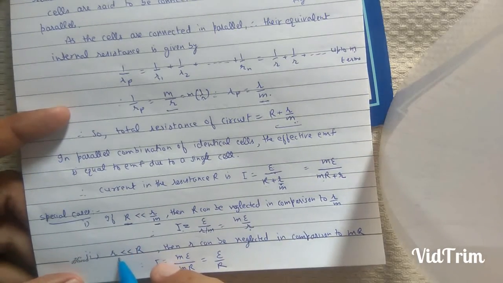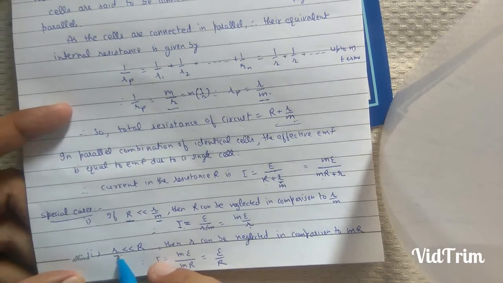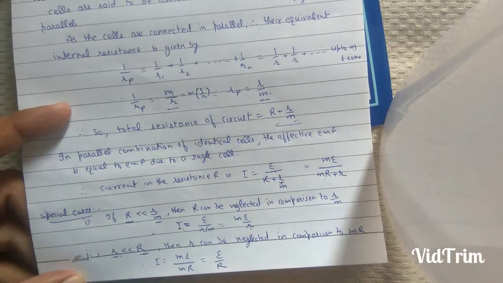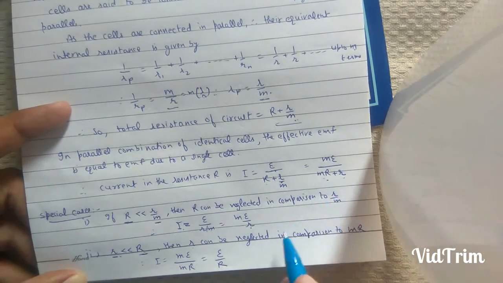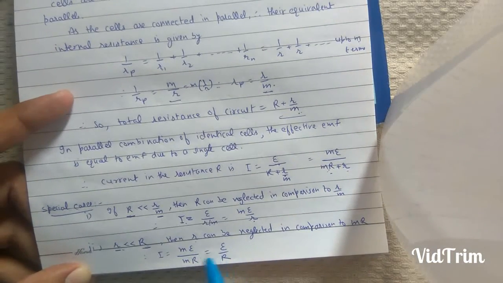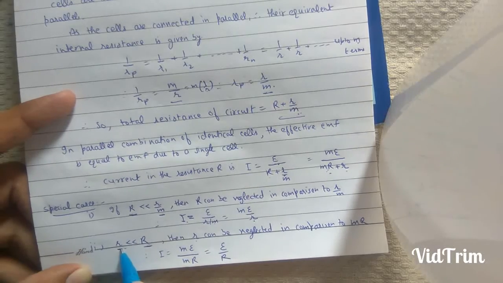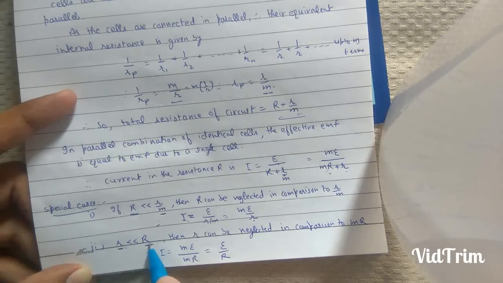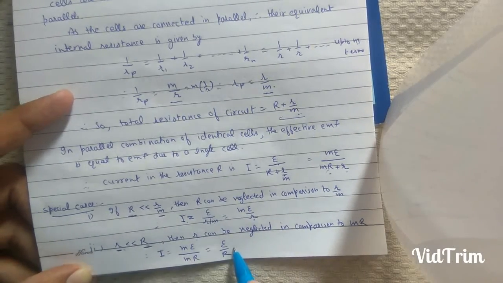Second case, if r is very much less than R, that is, the internal resistance of a single cell is very small in comparison to the external resistance R, then r can be neglected in comparison to mR. Therefore, I is equal to mE upon mR. m cancels m, this is equal to E upon R. Therefore, when the internal resistance of a cell is very small in comparison to the external resistance R, then the current in the external circuit is equal to the current due to a single cell.